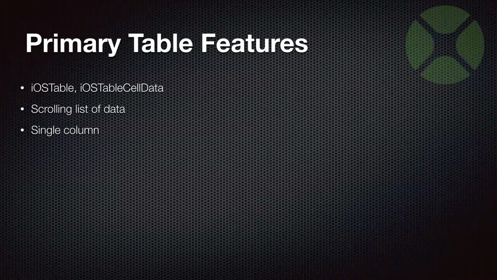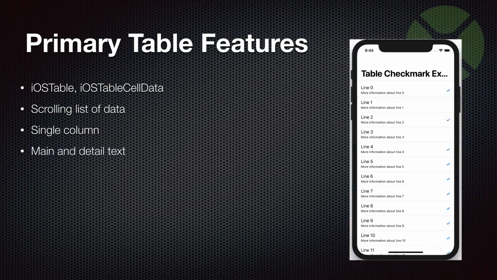It is, however, generally speaking, single column, unlike, say, if you've used a list box in a desktop app or a web app. And there can be main and detail text. So here you can see a very simple table setup with some main text, some detail text underneath it that's slightly smaller. And it's a single column, essentially, of data.